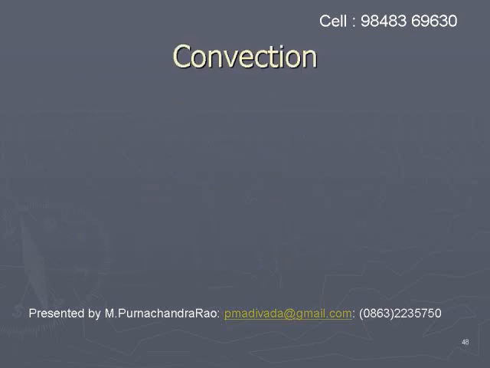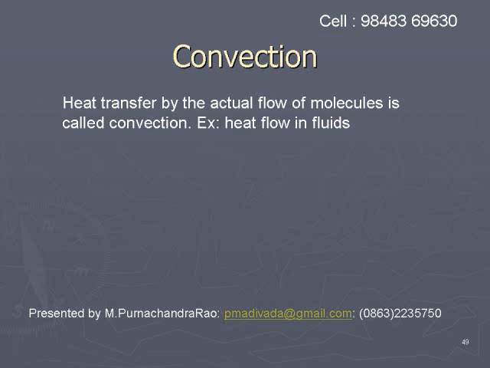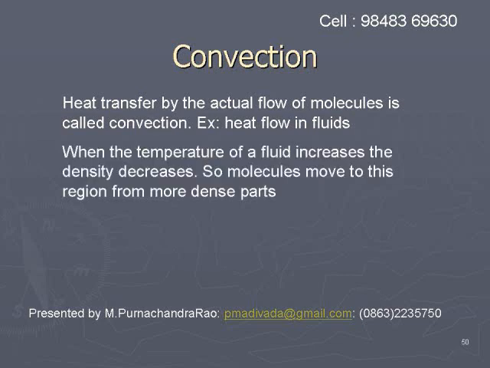Convection. Heat transferred by the actual flow of molecules is called convection. For example, heat flow in fluids. When the temperature of a fluid increases, the density decreases. So molecules move to this region from other regions where the density is high. The molecules try to enter this region from the more dense region.